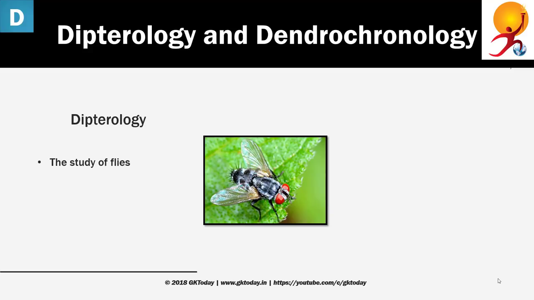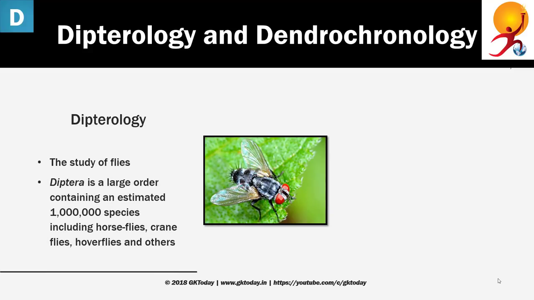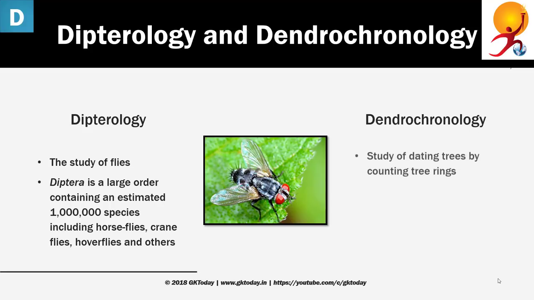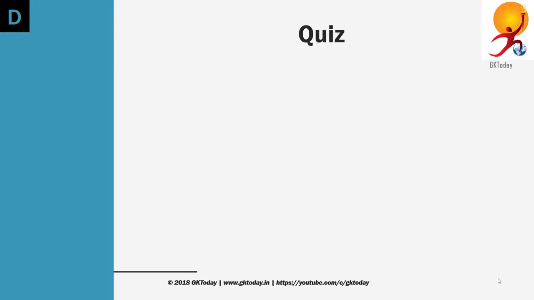Dipterology. It's the study of flies. Diptera is a large family of flies having almost 1 million species. Dendrochronology is the study of dating trees. How do they do that? By counting the rings on the trees.